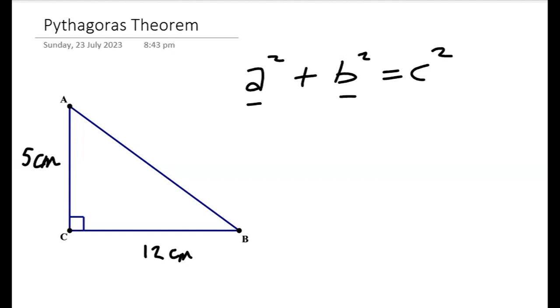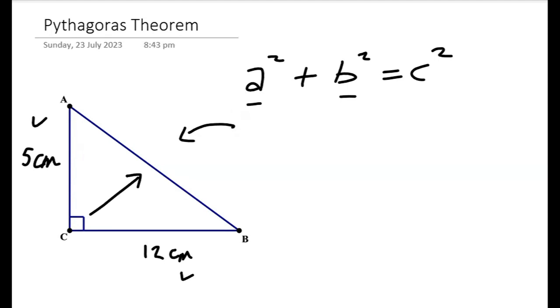Now, what I mean by legs are the short sides of the triangle. Now, your triangle has a hypotenuse, and that hypotenuse is your longest side. The hypotenuse is always opposite to the right angle. So wherever the right angle is, directly opposite to that is your hypotenuse. And the other two sides would be the short sides, or what we like to call the legs.